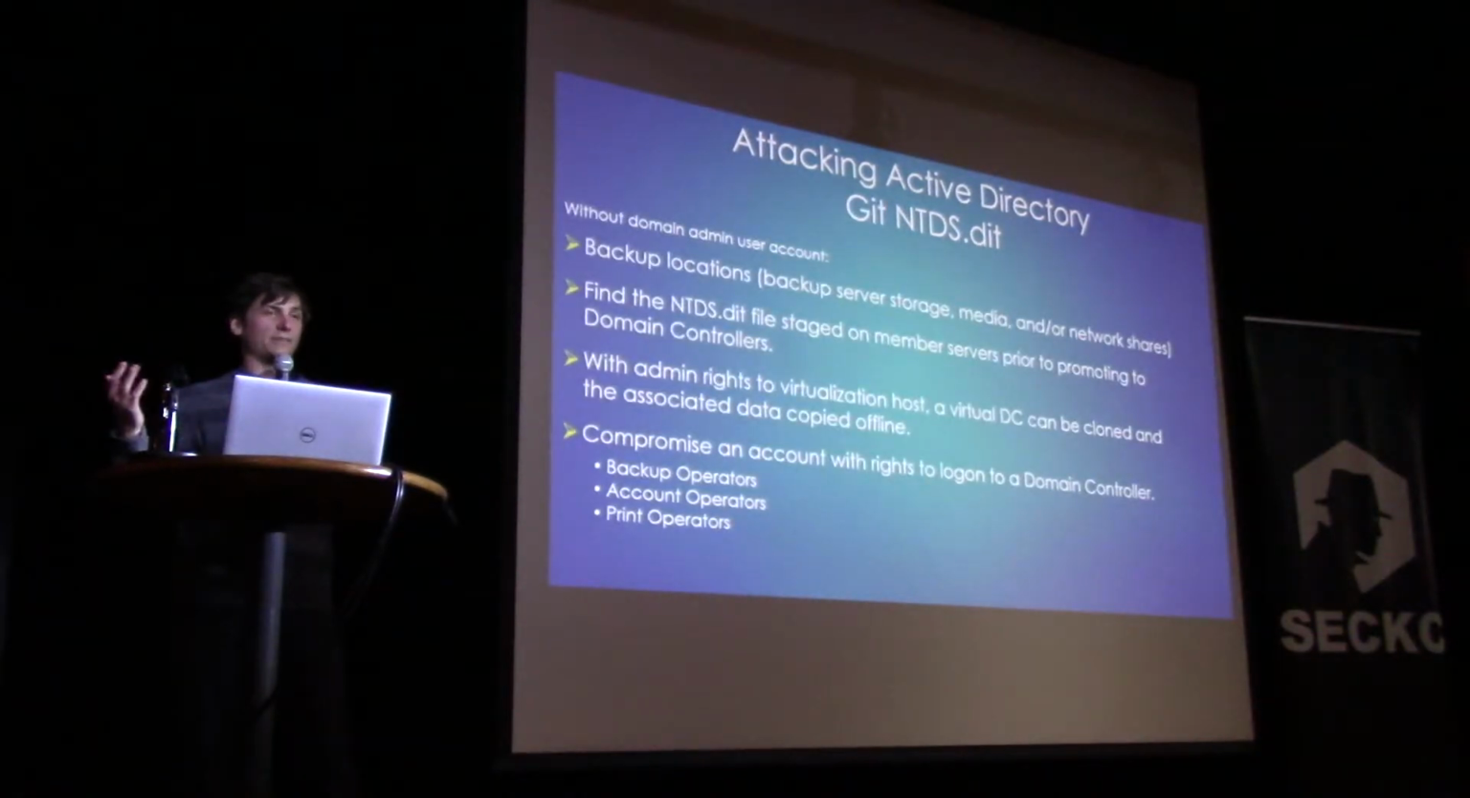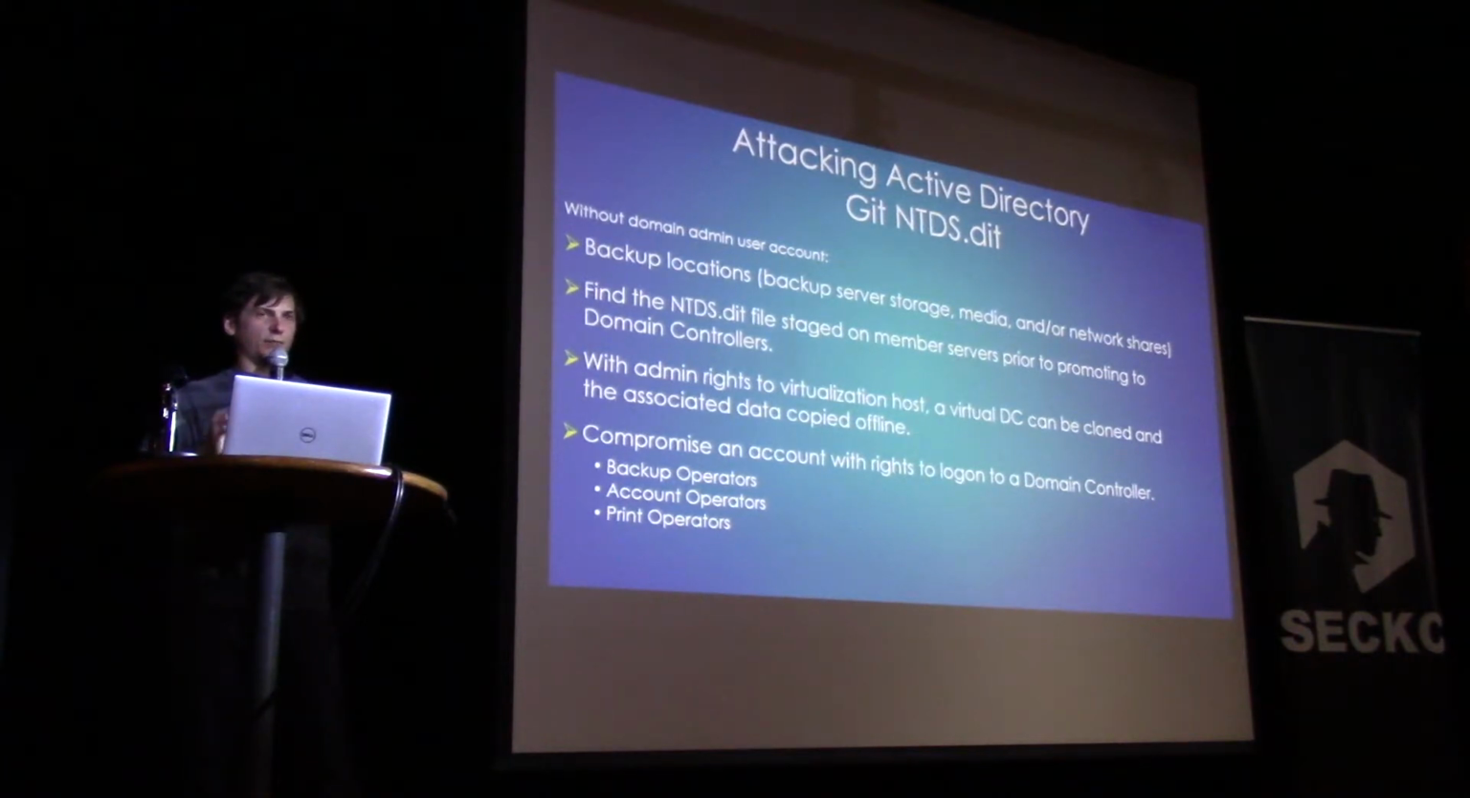And there's ways you can get to that file without being a domain admin. There's users that you can compromise that can log into domain controllers, like backup operators, account operators, and print operators. They can all log into domain controllers, and then I can just hash dump the DC and get all the passwords. Backup locations: we've seen backups of the NTDS files stored on file shares and on different backup servers. That's why a lot of that enumeration part is important, because you're looking for these sensitive files that maybe are being stored somewhere they should not be.